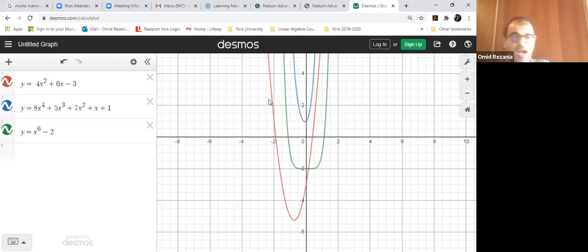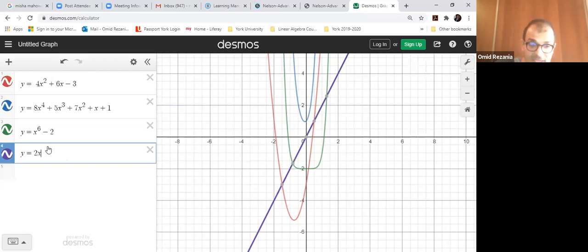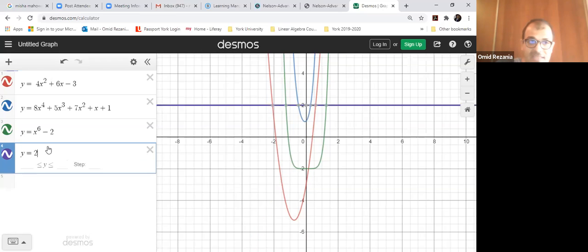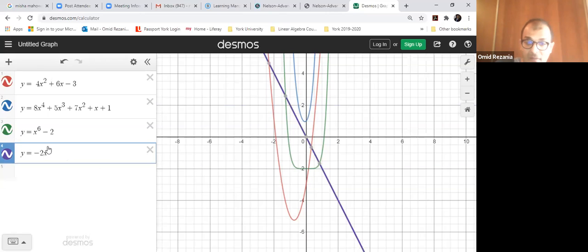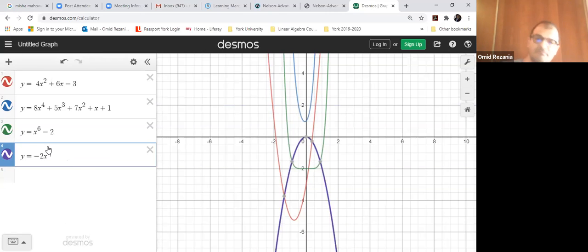However, I'm going to contrast it with polynomials, still even polynomials, but with a negative leading coefficient. For example, imagine this one, y equals, the basic one, negative leading coefficient, minus 2x to the power 2. Look at these functions. Let me erase the other functions which we have.